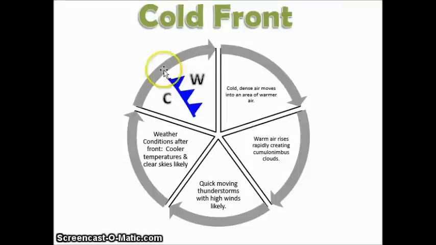So here is some information. You have this in your weather bag, but we will go over it. So you have the cold air on the back side, you have the warm air on the front side. The cold air is moving into an area of warm air. The warm air rises, can create a lot of clouds, can create thunderstorms. It brings cooler temperature, and if it's high pressure, it'll probably be clear skies.